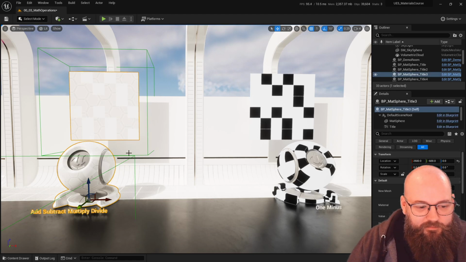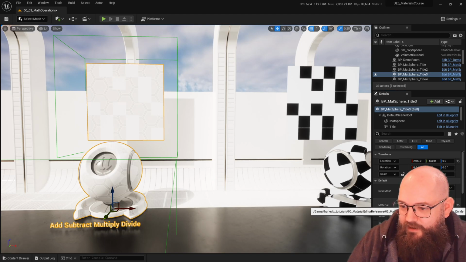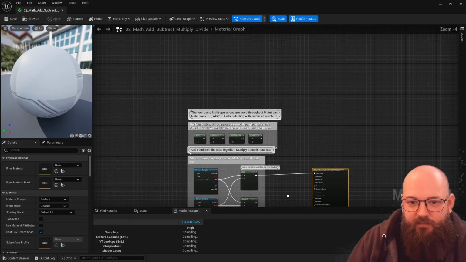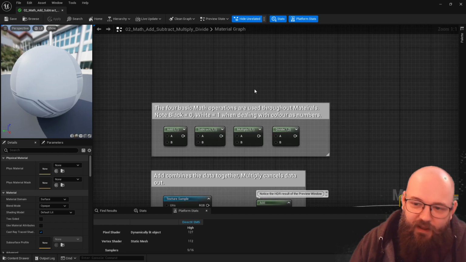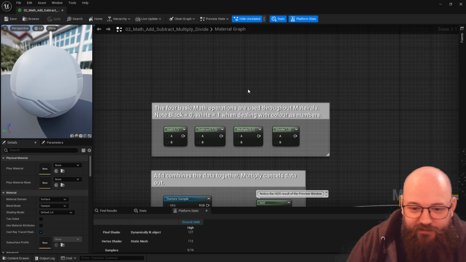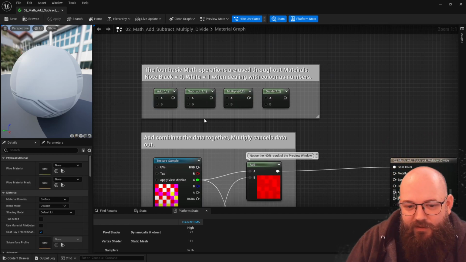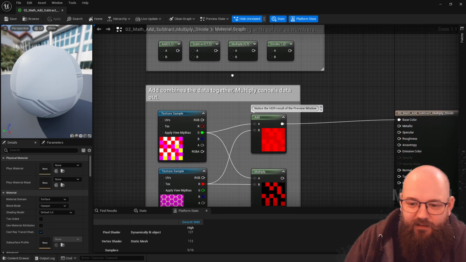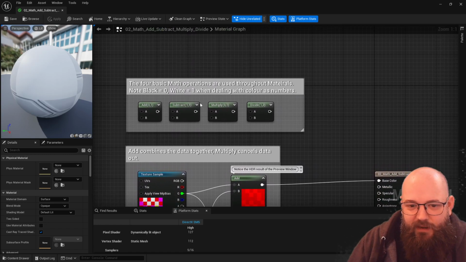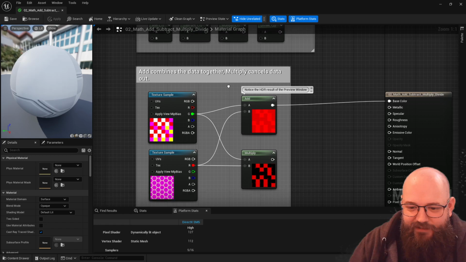But so, add, subtract, multiply, and divide. Four basic math operators. Hopefully we remember these from school. When we're dealing with colour math, sometimes these can be a little bit more interesting than what we had before.